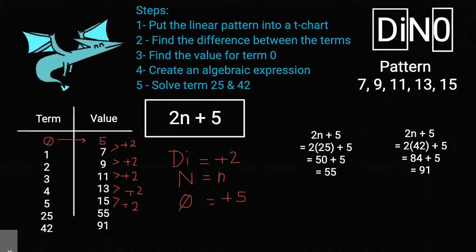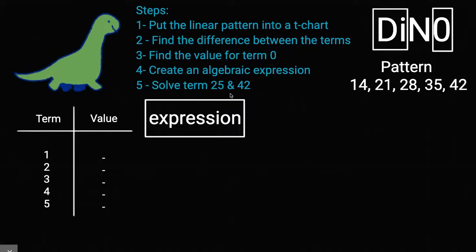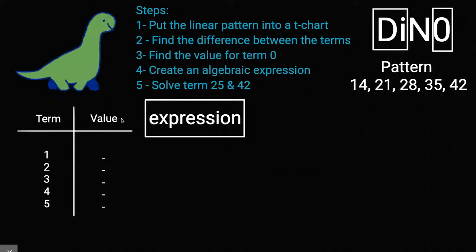Awesome. Okay, ready to go on? This is now question 9, 14, 21, 28, 35, 42. Put the linear pattern into a T-chart. Find the difference between the terms. Find the value for term 0. Create an algebraic expression. Solve for term 25 and 42. I'm going to pause this video. I'm asking you to pause the video and go ahead and do this work in your math notebooks, and let's see if we come up with the same thing.